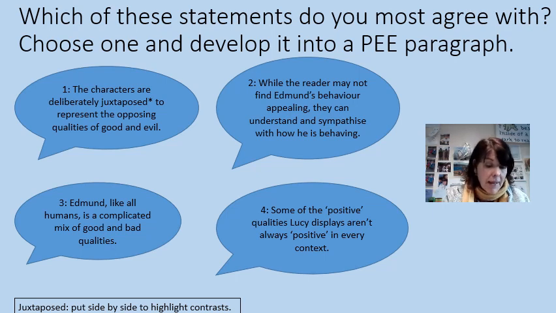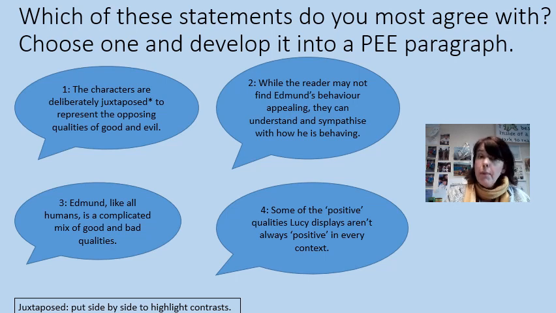Statement number 3, Edmund, like all humans, is a complex mix of good and bad qualities. So we've read chapters 1 to 8 so far, and are there times where he has behaved in a way that isn't entirely negative? Think in particular about how he behaves when he first meets the Queen.